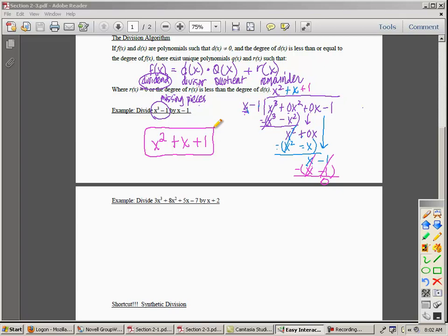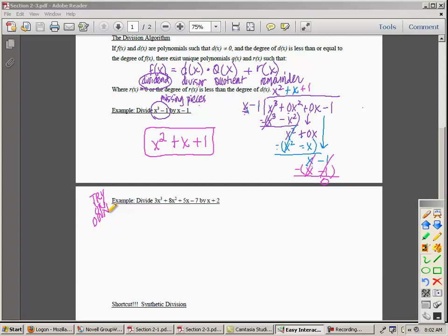I'm going to go through one more with you and then we'll talk about synthetic division. So we're going to take this, pause this one and try on your own. And then what I'm going to do is I will put up my work then and you can double check.